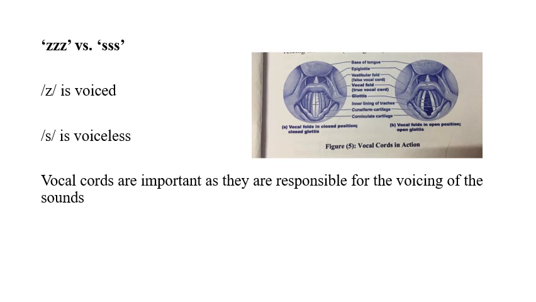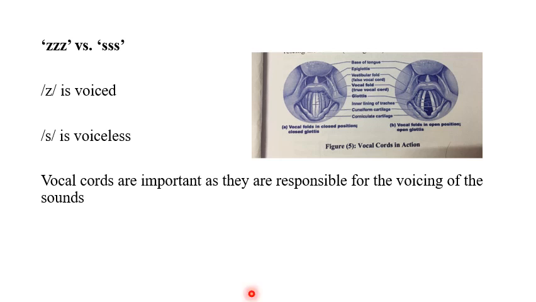You should notice that when you pronounce the s sound, the vocal cords don't vibrate, but they vibrate when you pronounce the z sound. So this is what we mean by voiced and voiceless. When you pronounce voiced sounds, the vocal cords vibrate, but when you pronounce voiceless sounds, the vocal cords don't vibrate. This is why the vocal cords, or vocal folds, are very important organs of speech: they are responsible for the voicing of sounds. I hope this is clear now.